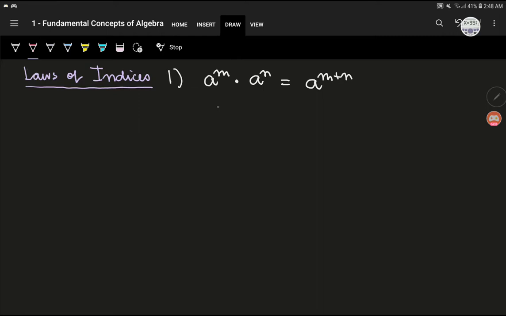For example, we have 2 to the power of 3 multiplied with 2 to the power of 2. According to this law, we can rewrite it as 2 to the power of 3 plus 2, which gives us 2 to the power of 5. 2 to the power of 5 is 32. Yes, 32. All right, so that is the first law.